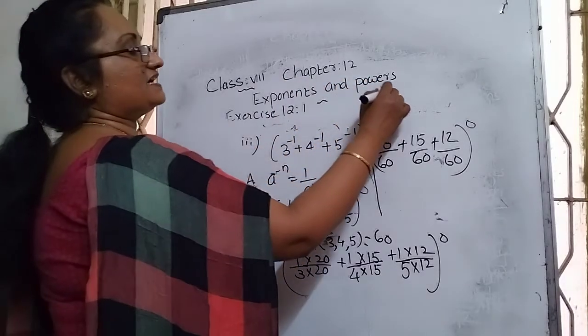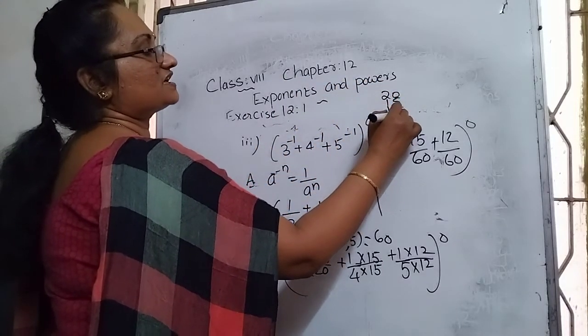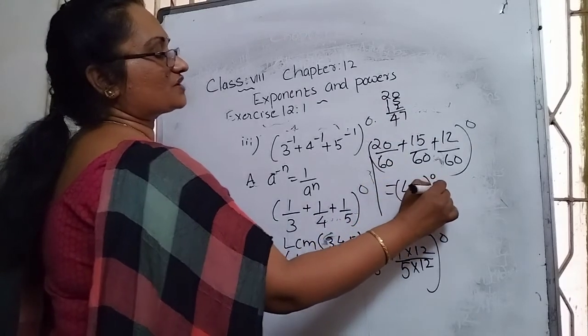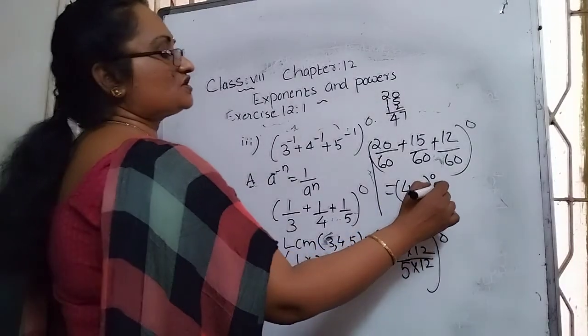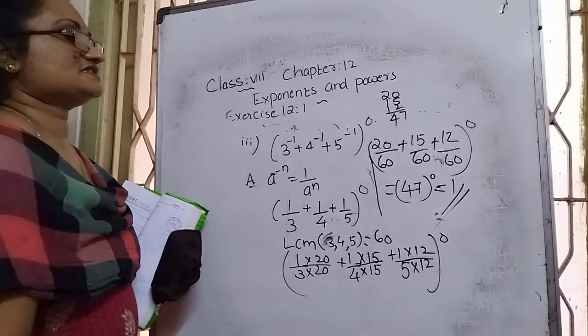Numerator part: add 20 plus 15 plus 12. How much will come there? 47. 47 raised to the outside 0. Any number raised to the power 0, what is the answer? 1 is the answer. So we get 1 as the answer.